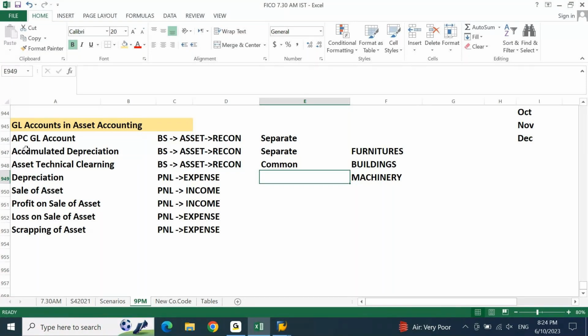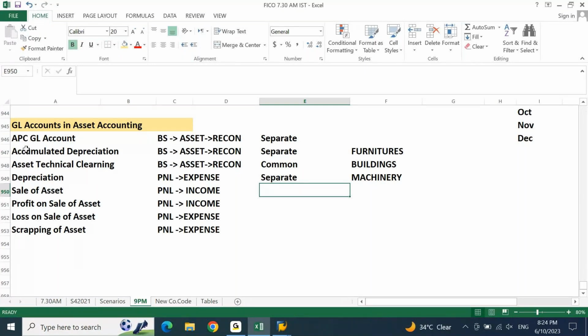You can also create this as common, but normally we do not recommend common. We recommend a separate GL account, so that tomorrow if you want to know how much depreciation is posted so far on furniture or any other asset, it will be easy for you to pull out the data based on the GL account. If you are using the same GL account for all the assets, it is difficult to identify how much depreciation is posted for buildings, machinery, and so on.